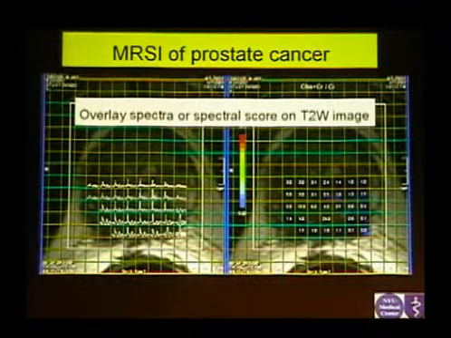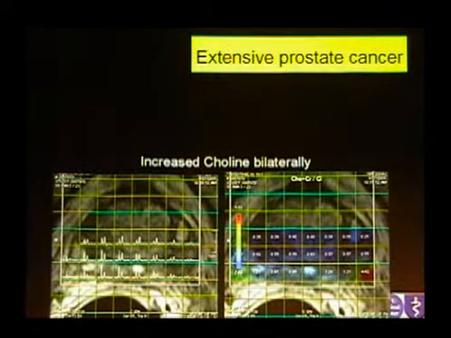It's not sure, but it's probably theory, but basically if you have more choline, whether it's in the breast or the brain or the prostate, you have more multiplication, and it's an indicator of cancer, basically. This is another case we had more recently in a gentleman where there was increased choline bilaterally also.